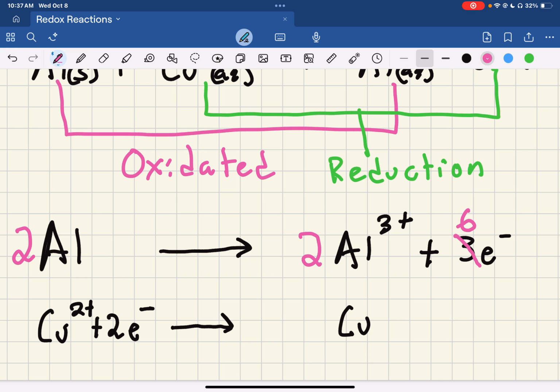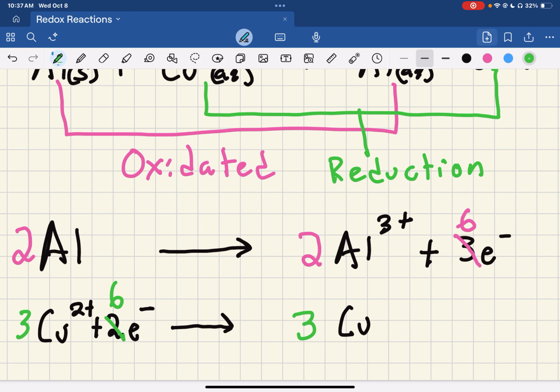Okay. Now on the bottom, I'm going to do the same thing, except on the bottom, I'm going to multiply it all by 3. Okay. I'm going to multiply it by 3 because I want to get this 2 to 6. So we're going to do it by the lowest common factor, multiply it by 3. So that gives us 3 copper ions, gives us 6 electrons, and 3 solid coppers. Now they're going to be equal to each other.